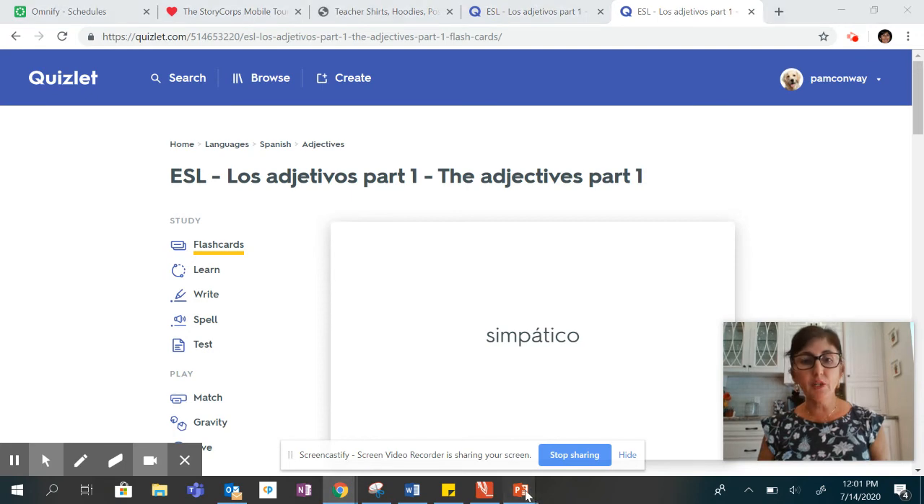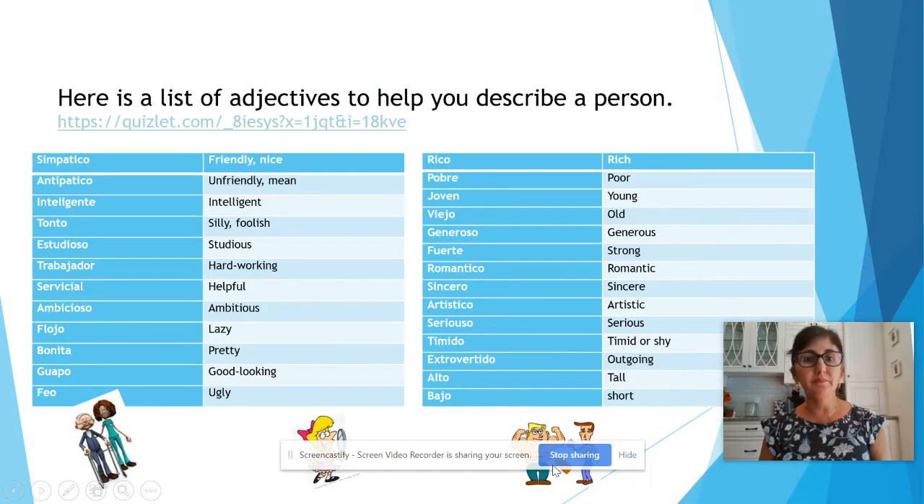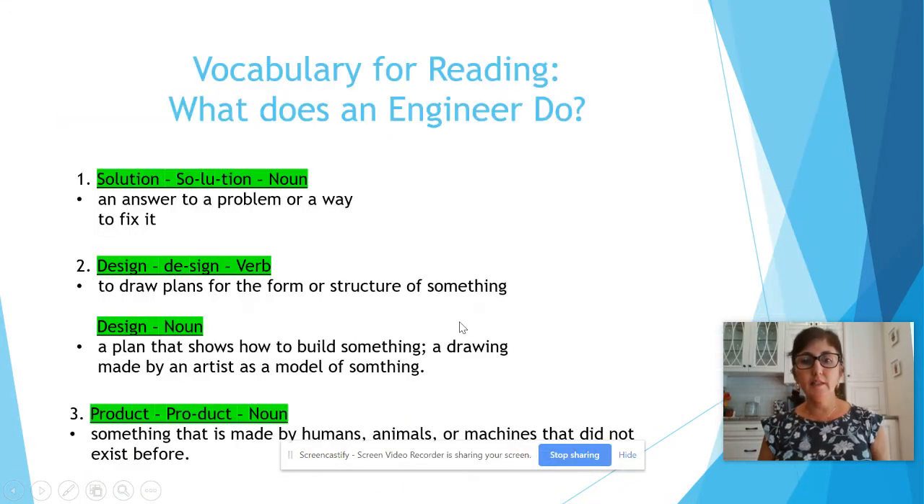All right, let's go back to our lesson. Now that we've learned a little bit about the verb ser and practiced all the I am, you are, he is forms, let's do some reading. Now for the theme of this week, it was ¿Cuál es tu profesión? Or what is your profession?